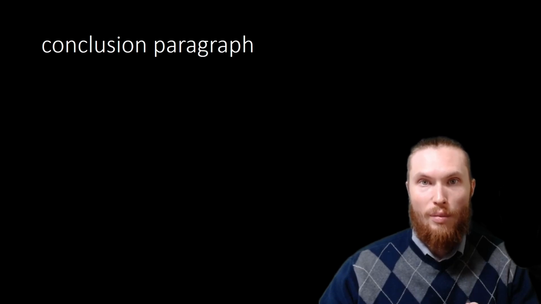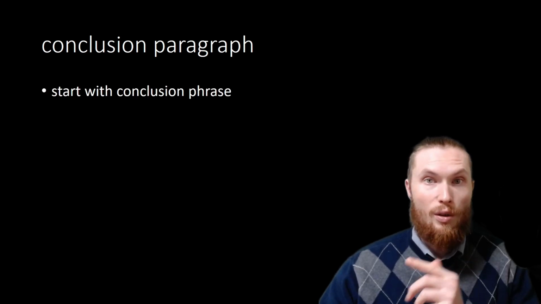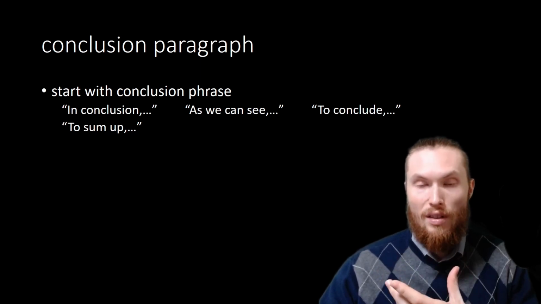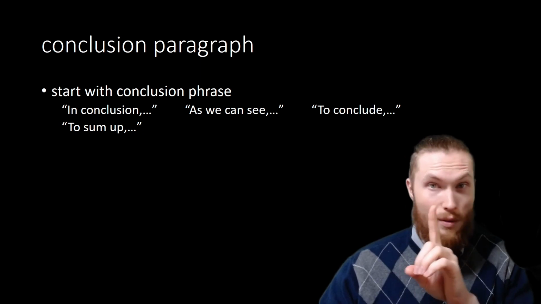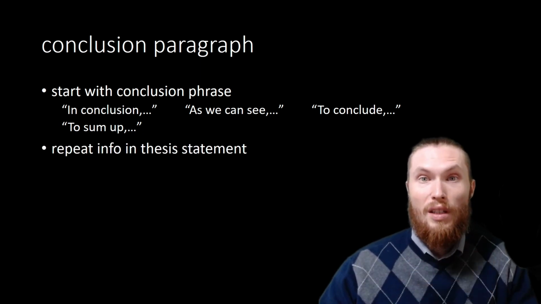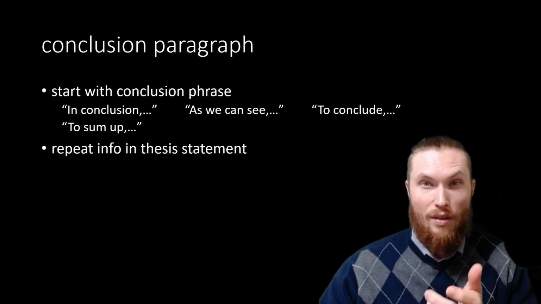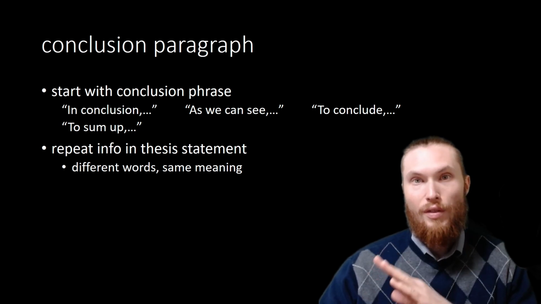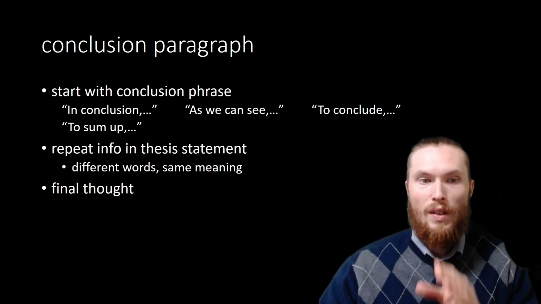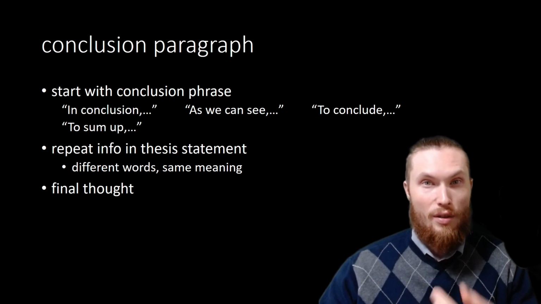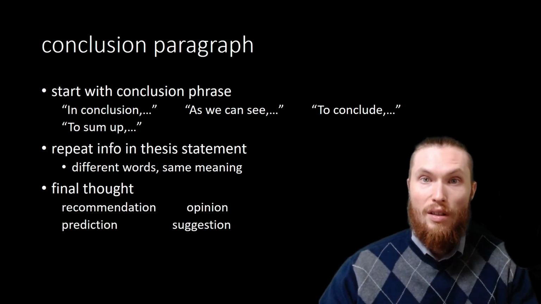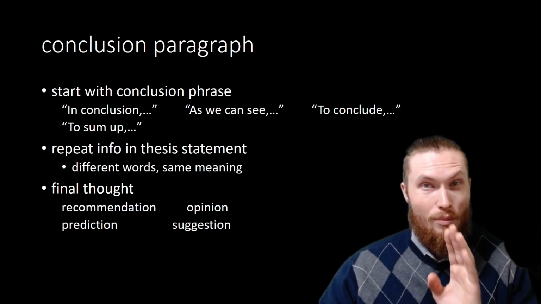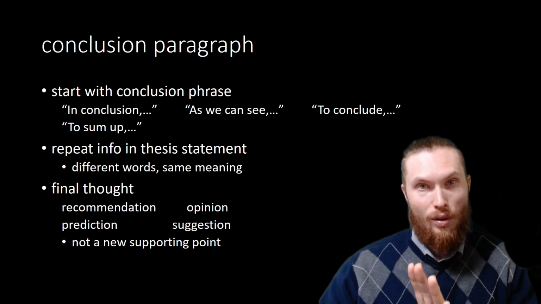Finally, there's the conclusion paragraph. It starts with a conclusion phrase, such as one of these, like in conclusion, as we can see, to conclude, to sum up. So it starts with only one of those. And then repeat information in the thesis statement. In other words, say that same information again using different words. So different words, same meaning. And then in the conclusion paragraph, there's some kind of final thought. And that could be like a recommendation or opinion or prediction or suggestion. But it should not be a new main point.